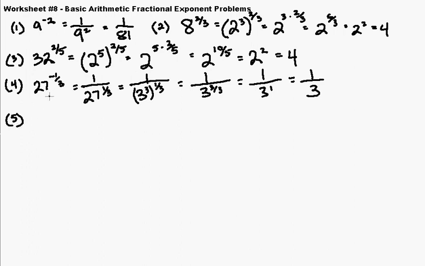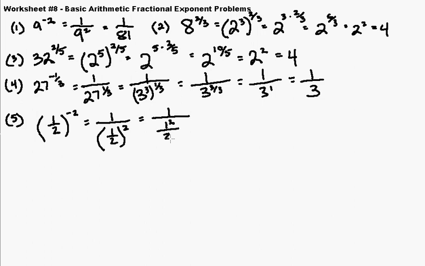Number 5. Here I have 1/2 to the negative 2 power, which is equal to 1 over 1/2 to the positive 2 power, which is equal to 1 over 1 squared over 2 squared, which is equal to 1 over 1/4, which is equal, now how many fourths go into 1? Well, 4 of them. So that's the answer for 5.